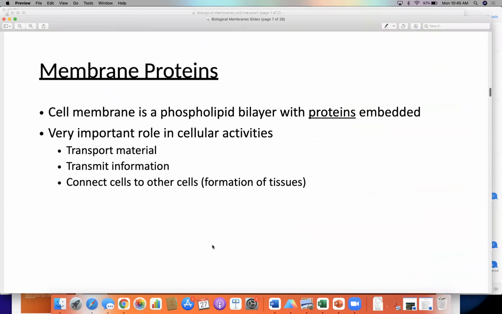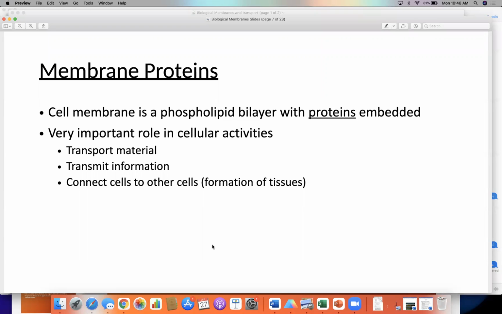All right. So we talked a little bit about those membrane proteins. So the cell membrane, we're clear now. Structurally, it is a phospholipid bilayer with proteins embedded. Those proteins have some very important roles in cellular activity. So we talked about regulating the passage of materials. The proteins serve as a point of being able to transport materials into the cell. We talked about communication and signal transduction. So yes, the proteins play a role in transmitting information from the external environment to the internal environment.